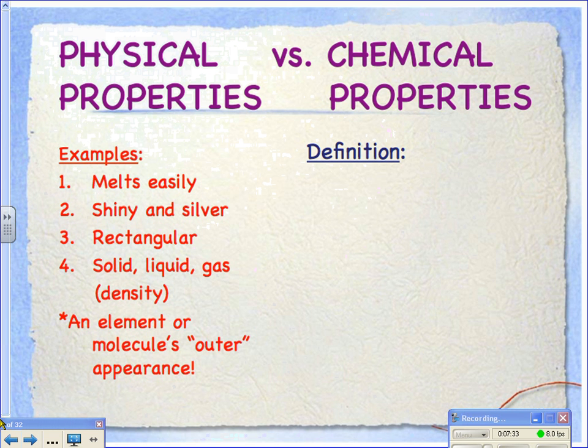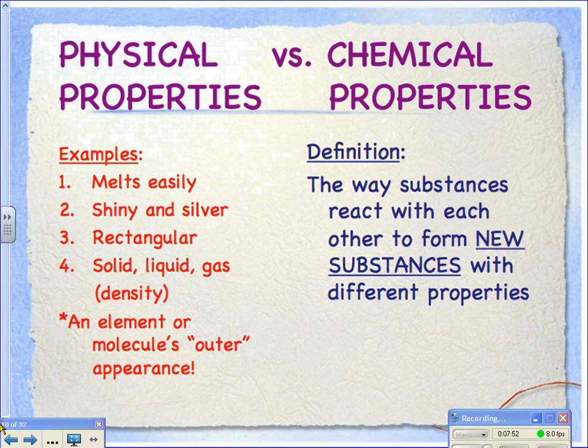So we said physical properties: melts easily, shiny, silver. So basically, in essence, we are identifying an element or molecule's outer appearance. Okay, that's a physical property. Now we're going to get into chemical properties. Definition: the way a substance reacts with other substances to form new ones with different properties.